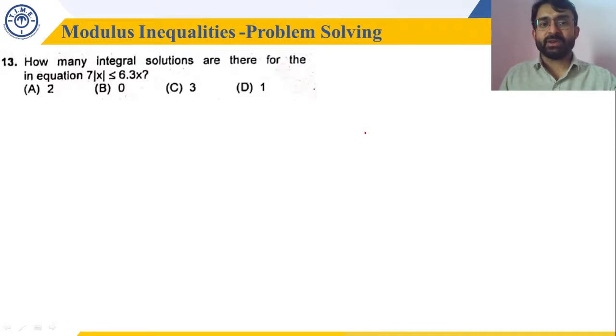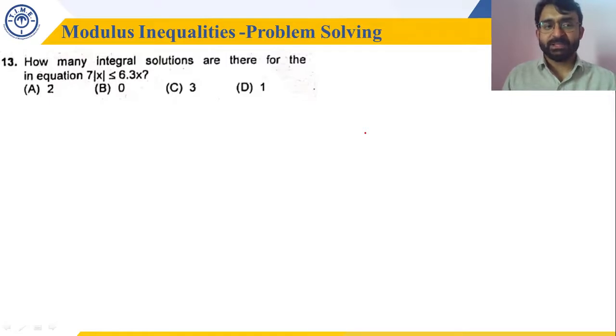How many integral solutions are there for the inequation 7 mod x is less than or equal to 6.3x? Fine. 7 is a positive quantity. Mod x is also a positive quantity. So the left hand side is positive. The right hand side can be either positive or negative.